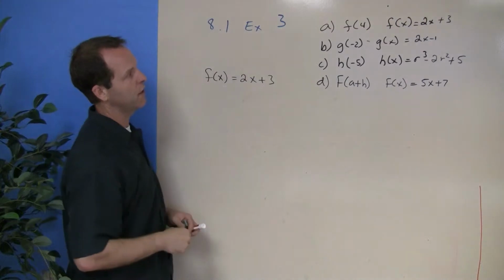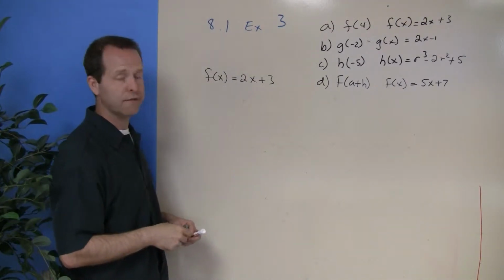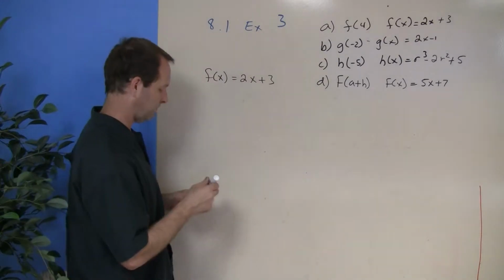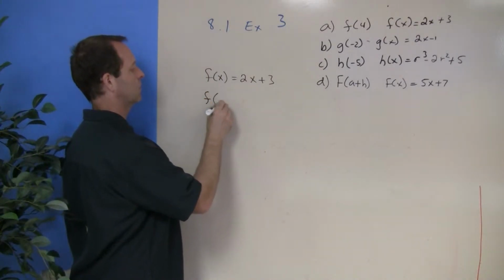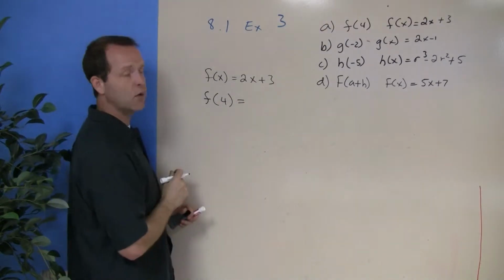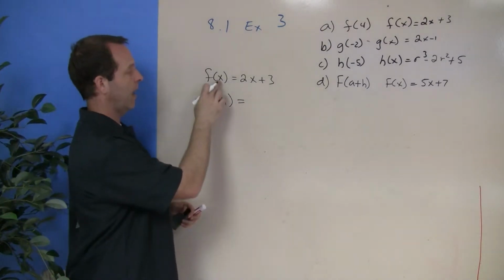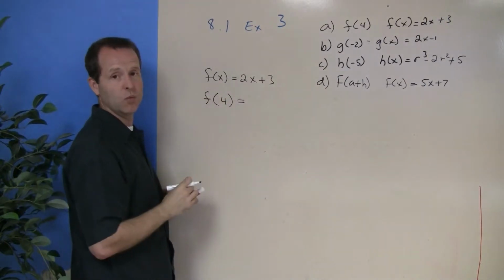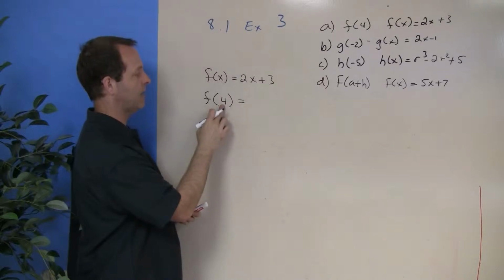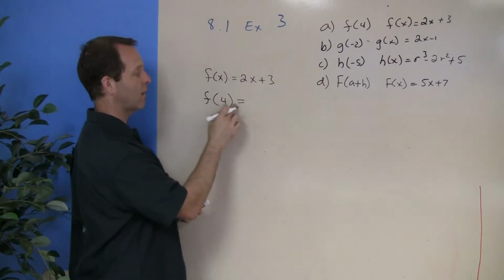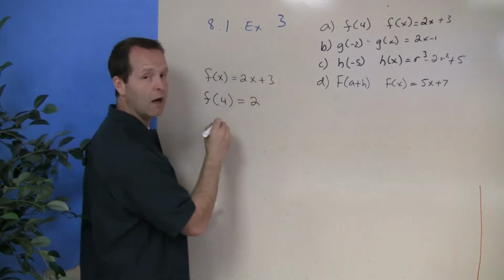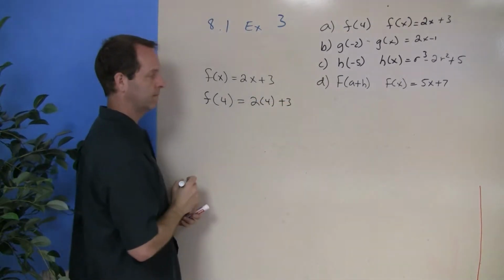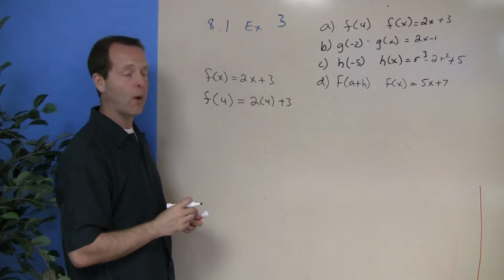So to look at that first function, I want to evaluate what happens to this function when x becomes a 4, or when x is a 4. So what I'll do is I'll rewrite this equation. Instead of using the variable x, I want to find out what happens when x is a 4. So I'm going to replace x with a 4. So f of 4 equals 2 times 4 plus a 3. And then I'm going to go ahead and evaluate that out.